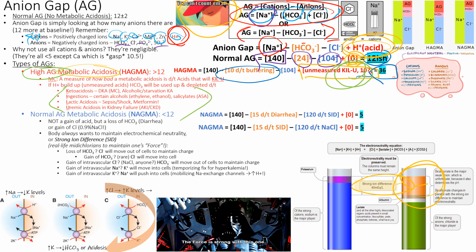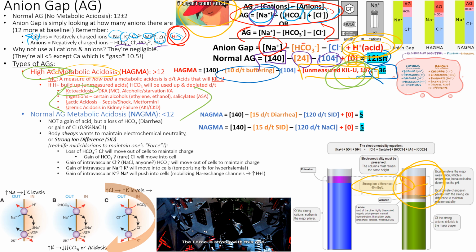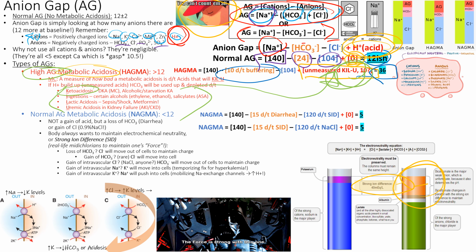acid. So 2 out of 3 of those ketones that are made from lipid breakdown due to absence of insulin, that's what causes a ketoacidosis, right? So therefore, ketoacidoses cause a rise in unmeasured KILUs, or unmeasured acids, so the anion gap goes up, right? So DKA, the anion gap goes up.